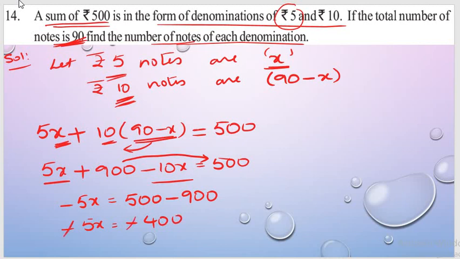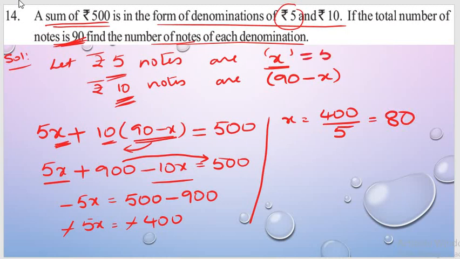On both sides I can cancel the minuses. So X is equal to 400 divided by 5. In the 5 table, 80 times. So X is equal to 80. That means the 5 rupee notes are 80. The same way, the 10 rupee notes are 10.